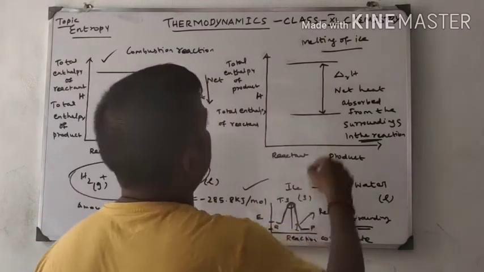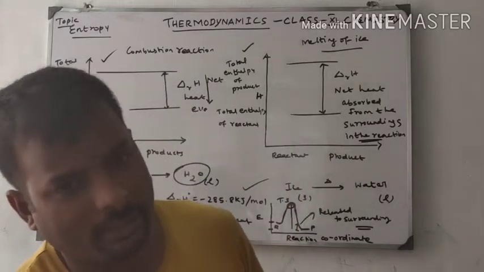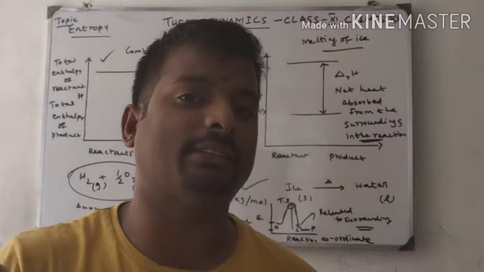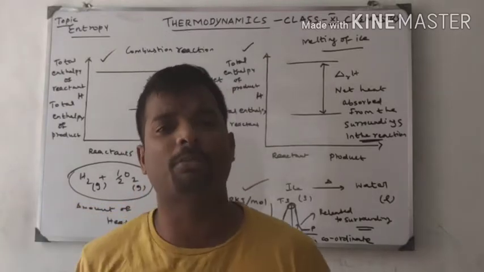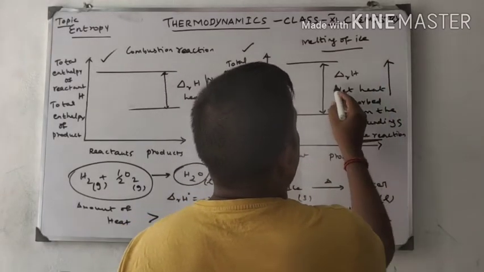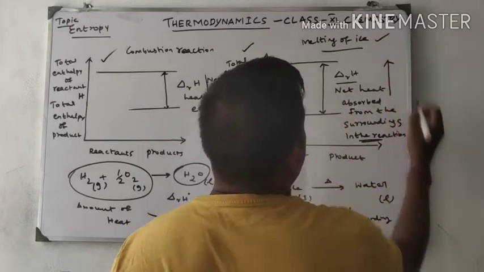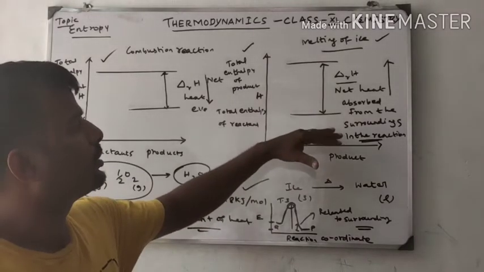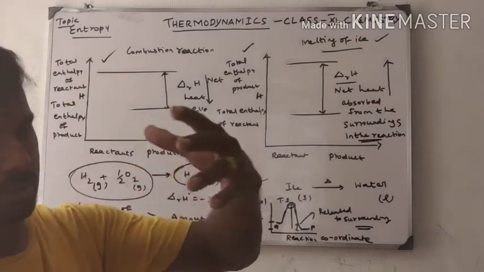So heat is absorbed, so the product heat will be greater than the reactant heat, because the reactant is ice. The temperature of ice is less than the temperature of water. It forms product just by absorbing heat from the surrounding. Therefore, enthalpy increases. The reaction enthalpy is the net heat absorbed from the surrounding. This is one important point: net heat is absorbed from the surrounding and the ice slowly melts to form water.